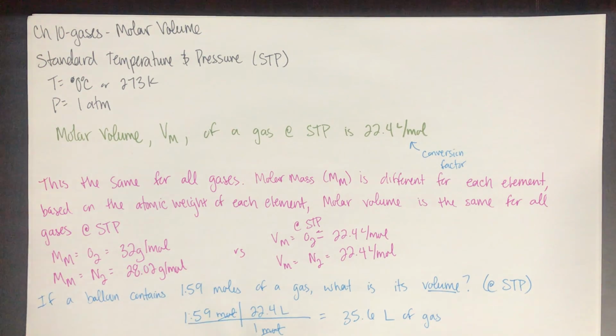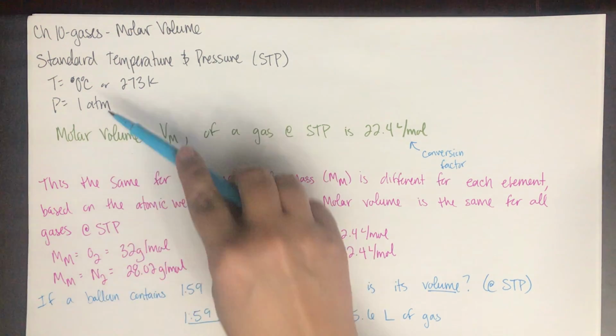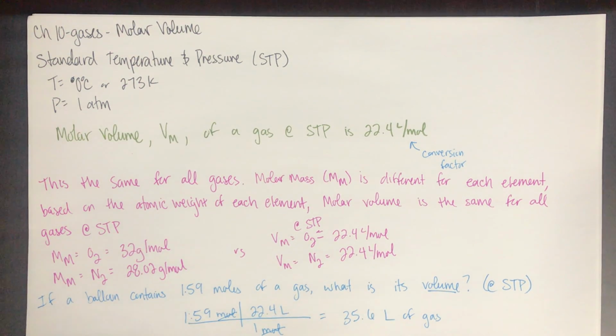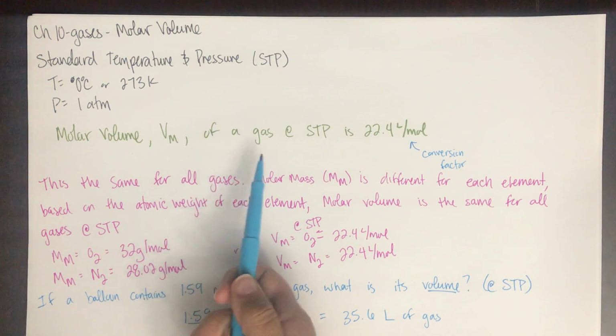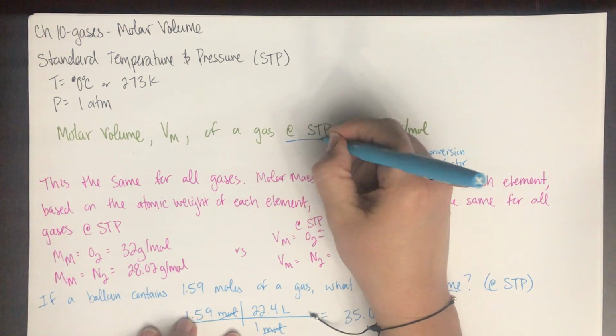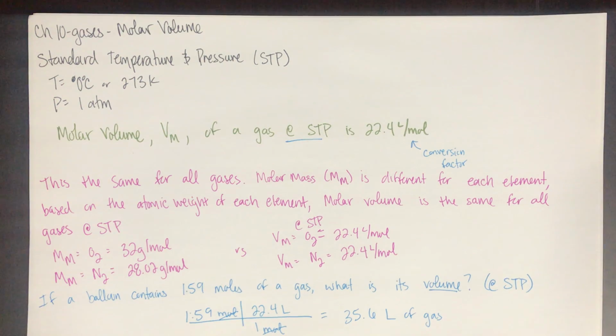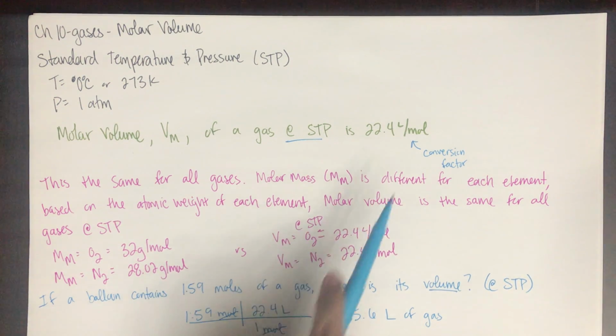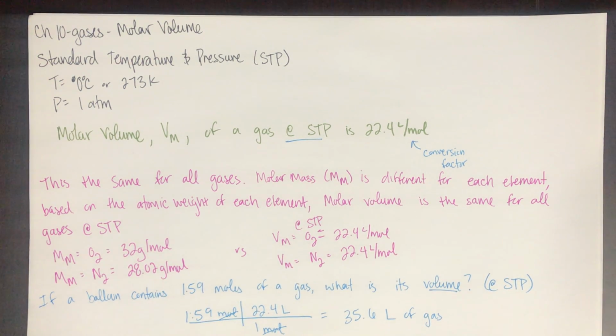Again, standard temperature and pressure, 273 Kelvin, 1 atmosphere. Molar volume is only true at standard temperature and pressure. If temperature or pressure is different, you cannot use this molar volume of 22.4 liters per mole. You would have to use some other way to solve, like the ideal gas law.